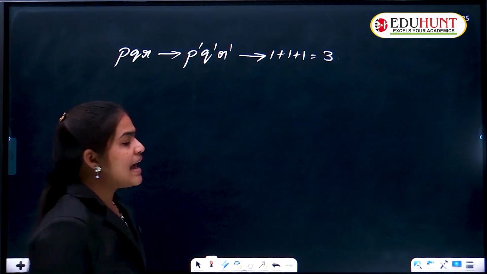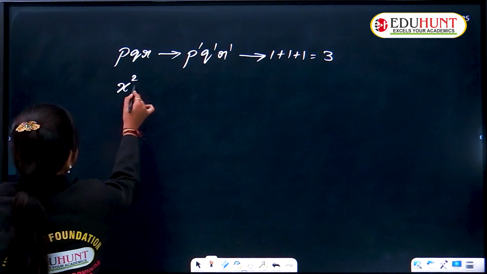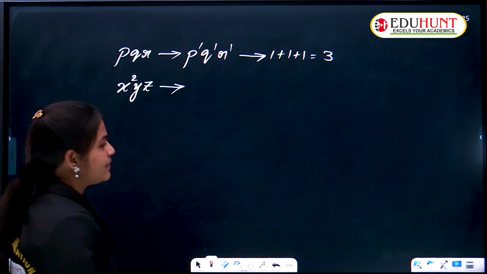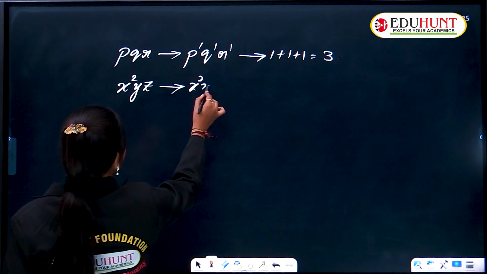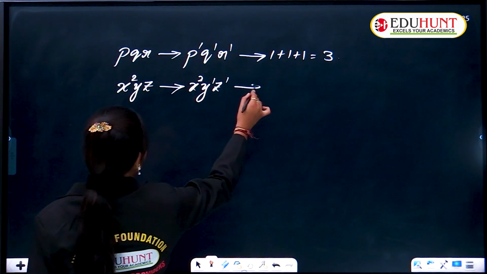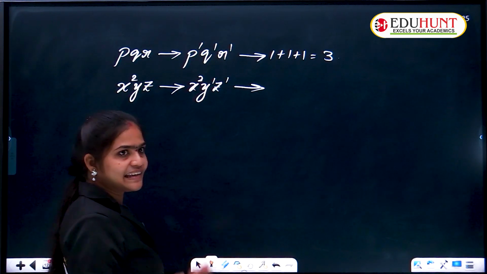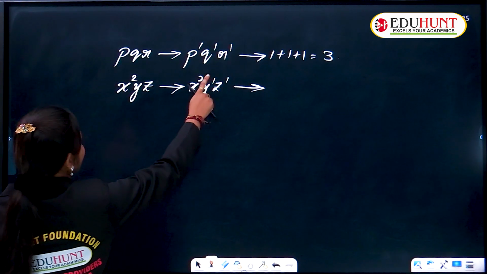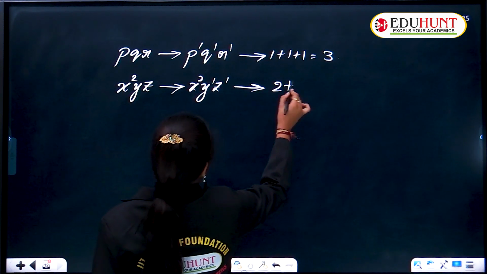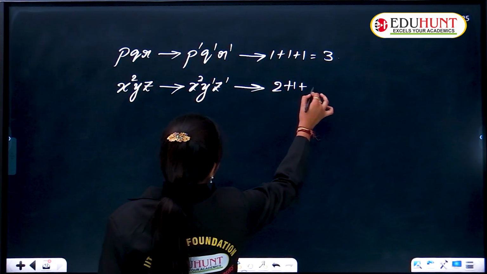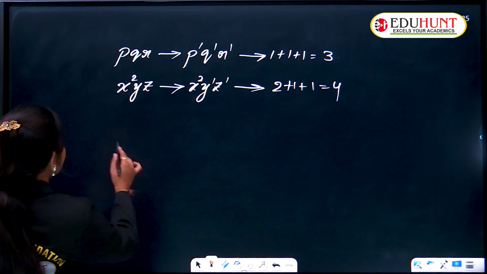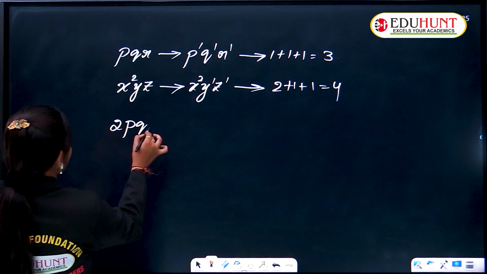And in the same way, x square yz. Here x square, y power 1, z power 1. Why? Because for y and z nothing is given, and nothing given means only one time is there. That's why we consider it as y power 1. Now what is the degree here? 2 plus 1 plus 1 is equal to 4. Understood?